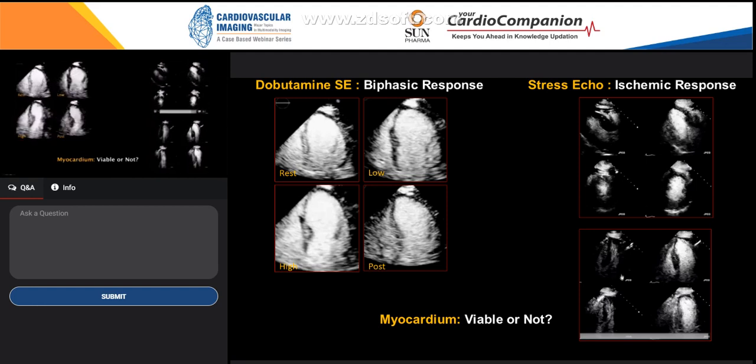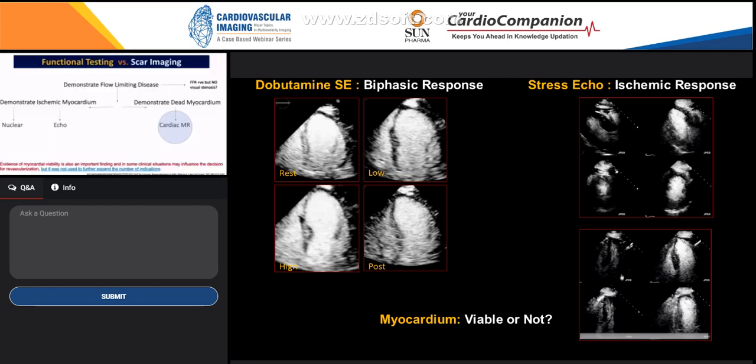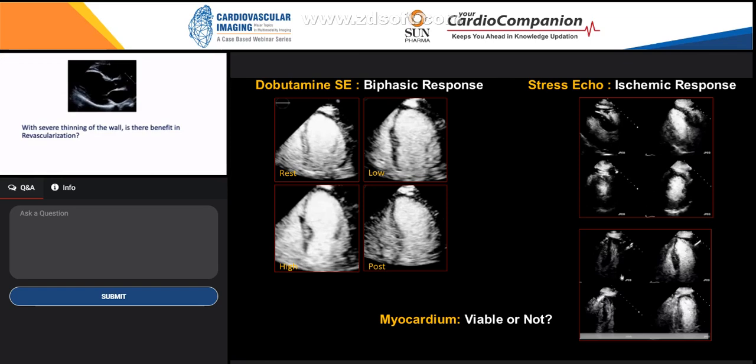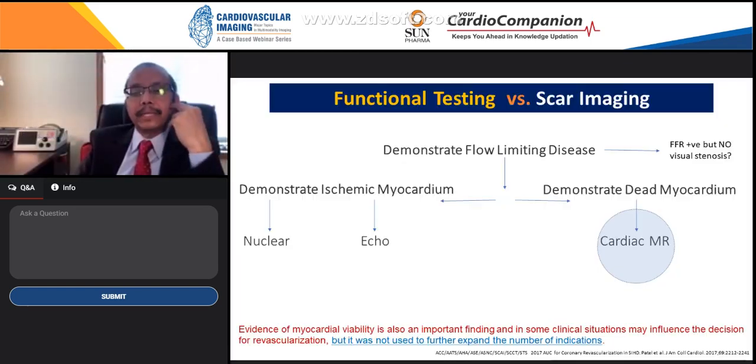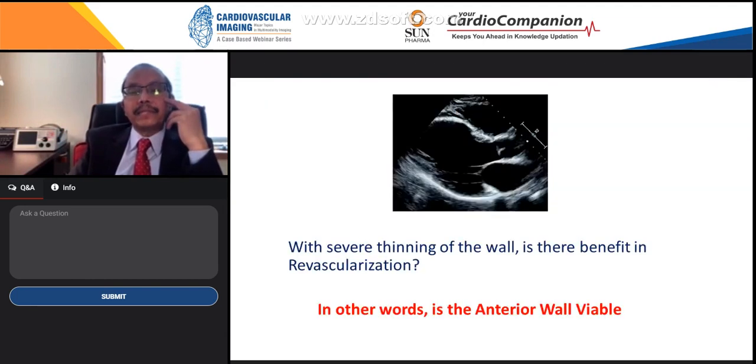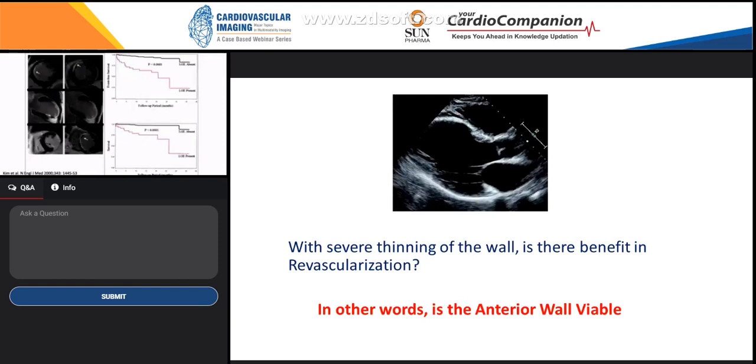What about the one on the right? So the one on the right shows anterior wall ischemia. And the teaching point here is when you can demonstrate ischemia, it is assumed that that territory may be viable, right? Okay, so then this patient, when we had thinning, now how does thinning contribute to viability, whether we can benefit this patient after revascularization? In other words, is the anterior wall viable?